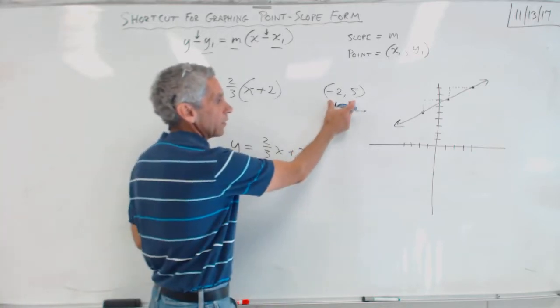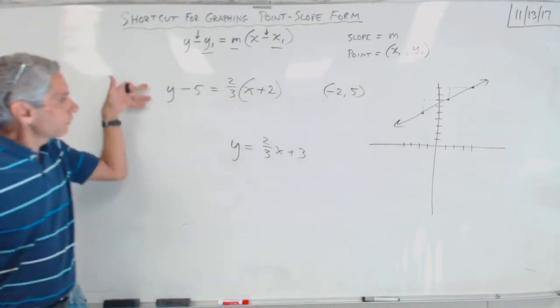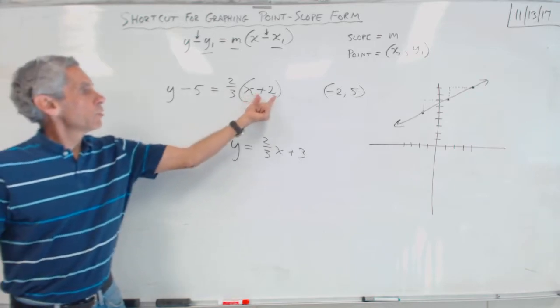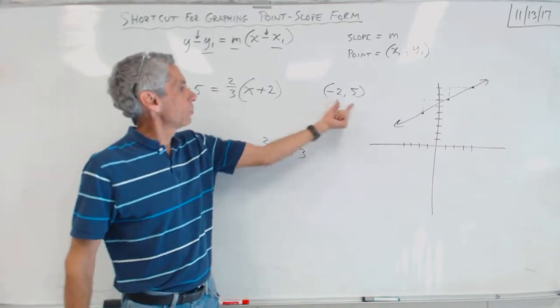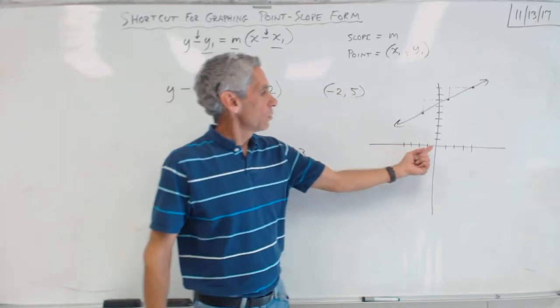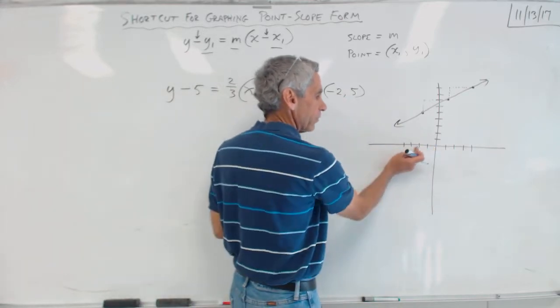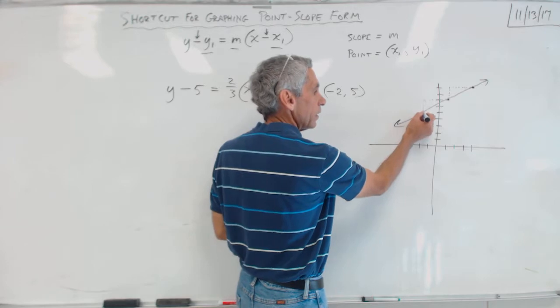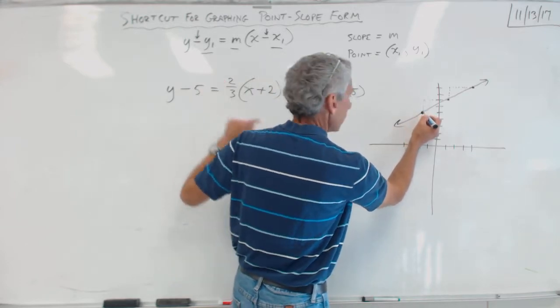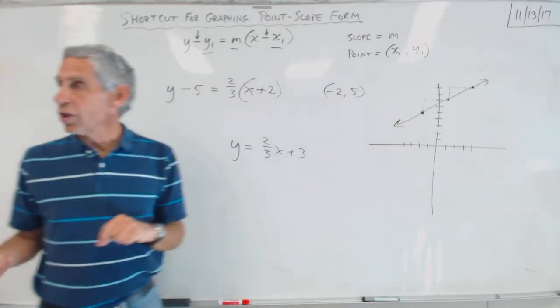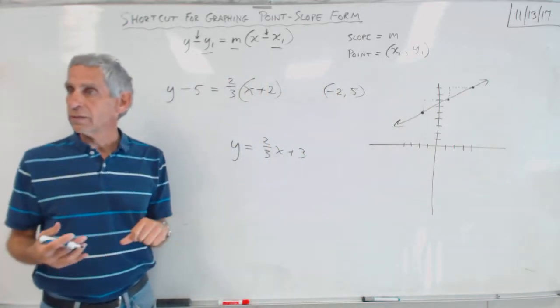Once again, when I give you something in point slope form, you figure out your point. The opposite of this, comma, the opposite of that. So -2, +5. And then you go to that point on your graph, -2, up 5, put a dot. And from that dot, you rise 2 and then your run is 3, right? You use your slope to get to the next point.